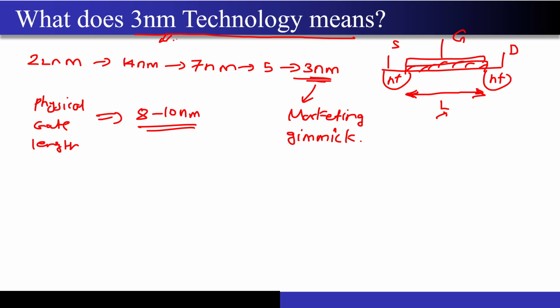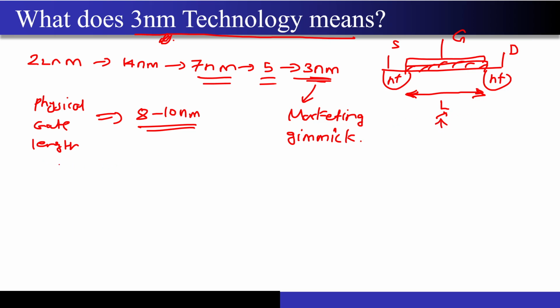It just tells you that this 3 nanometer is better than the 5 nanometer, which is better than the 7 nanometer. So it is just the equivalent name. It is just a marketing gimmick. It is not the actual gate length that is present for this particular MOSFET. So just remember this. If anyone asks you what this 3 nanometer technology node means, just tell them it is a marketing gimmick. It does not represent this physical dimension.